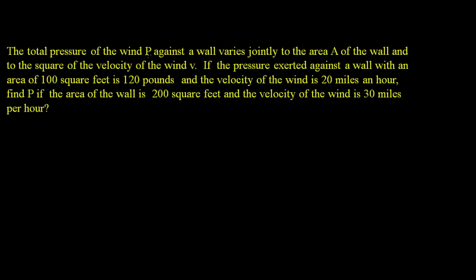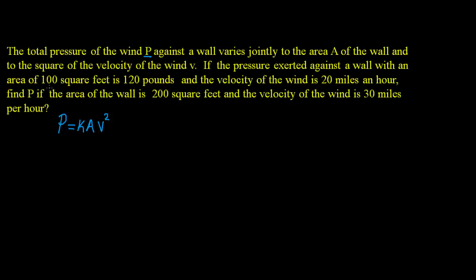The total pressure P, so P varies jointly. That means two quantities that vary together. They're both in the numerator. It's the same thing as direct variation, except I have more than one variable. So it varies jointly with area and also with the square of the velocity of the wind. So there's your equation. And again, we want to find our constant K so that we can write a mathematical model. And here's all the information we need.